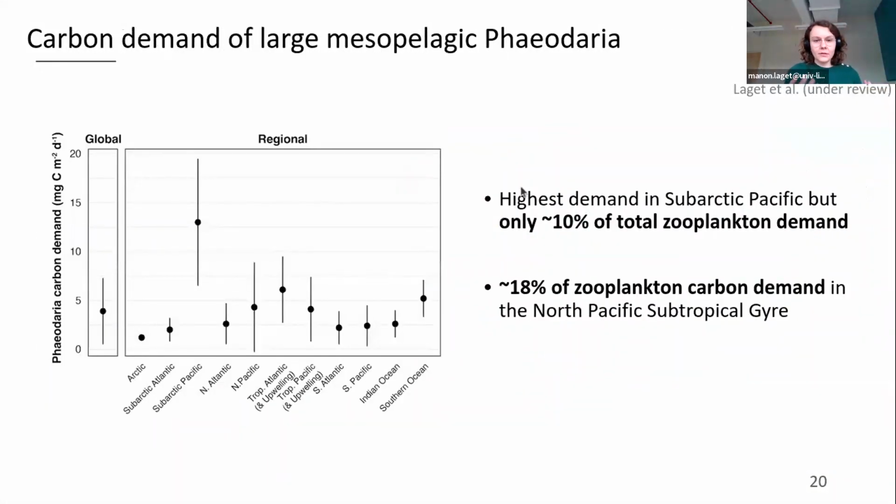Now, because Phaeodaria are heterotrophic, we estimated their carbon requirements for different regions, as you can see on this figure. And we found that their highest demand was in the subarctic Pacific. But this only represents 10% of total zooplankton demand, likely because crustaceans are abundant there. In contrast, they can represent up to 18% of zooplankton carbon demand in the North Pacific subtropical gyre.